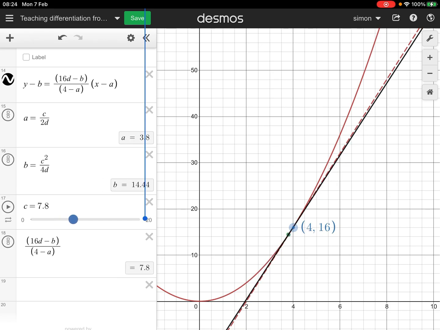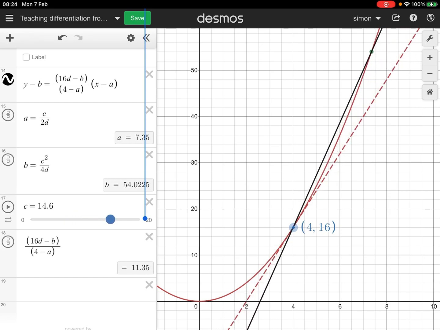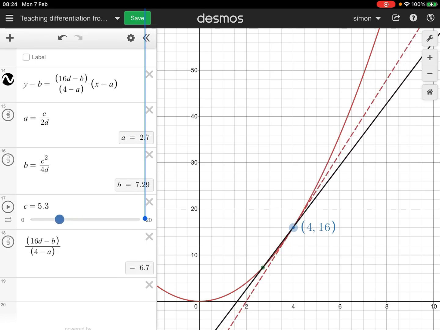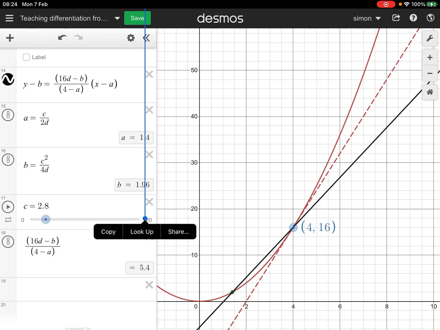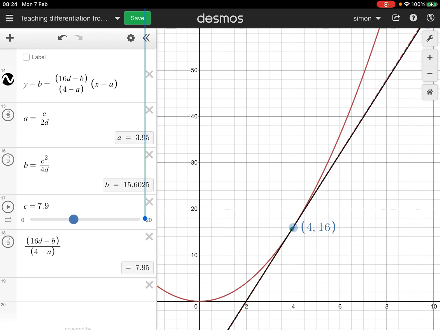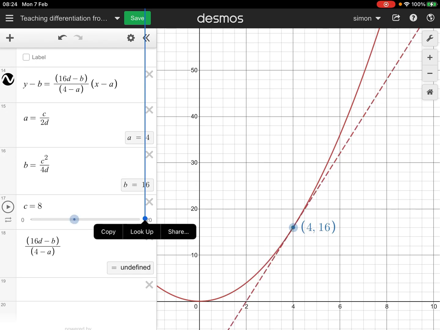So what you'll see is my black line is getting better and better, and then it disappears, and then it gets worse and worse. When it's actually on the point, it would be a perfect estimate, but it's disappeared. Why is that the case? Have a think about it. Stop the video and have a think.